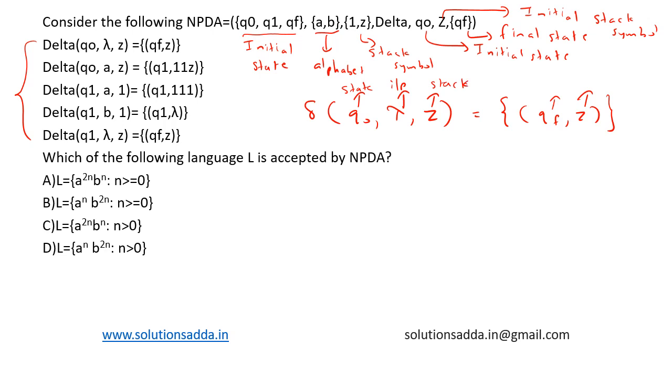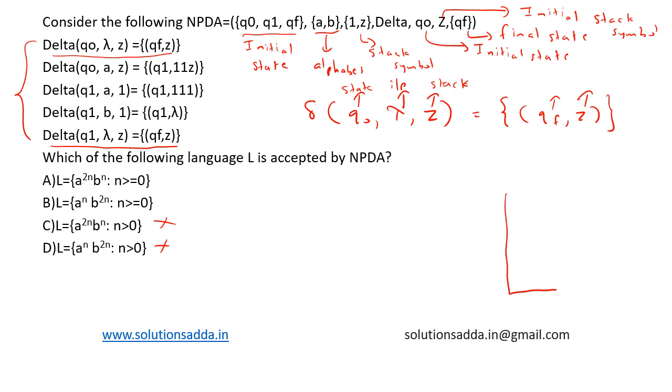Now, one important thing to see is that this transition function says that even with no input, it can make a transition. So from this, we can infer that strings of length 0 are also accepted by this NPDA. So options C and D can be eliminated because they accept only strings of length greater than 0. Now let's see how to solve it.